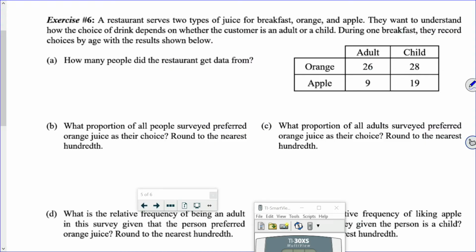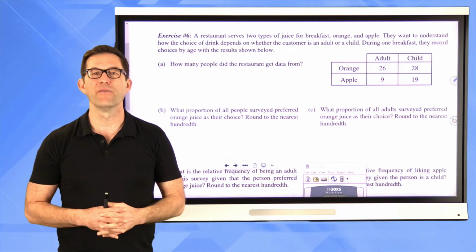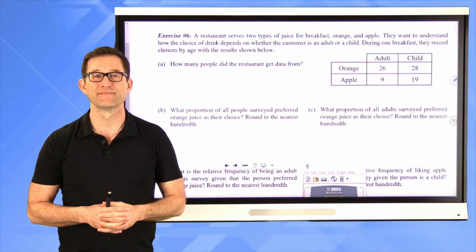How many people did the restaurant get data from? Okay, pause the video now and see if you can figure out how to do that.